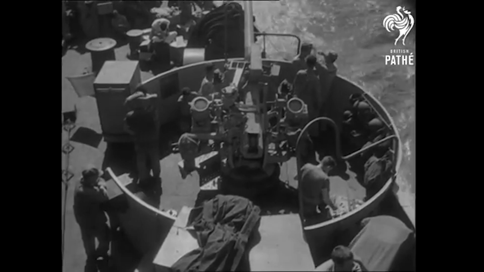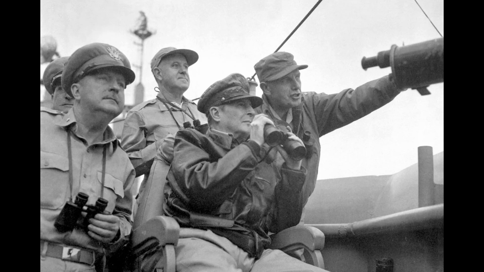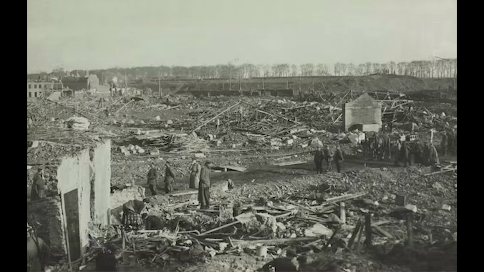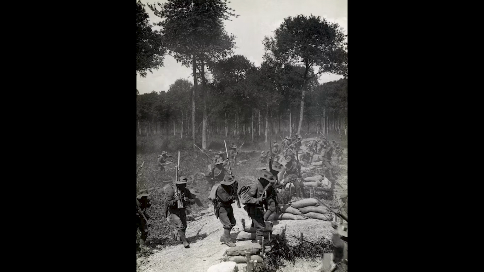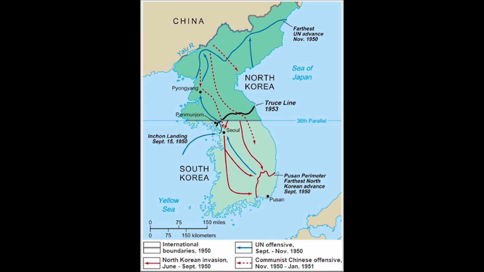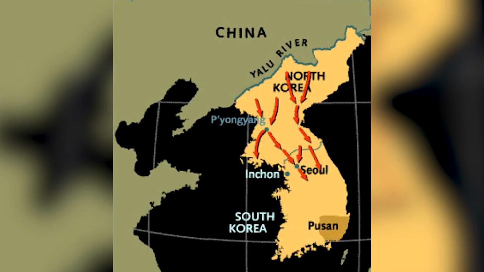The tide of the war began to turn in September 1950 when UN forces launched a daring amphibious landing at Incheon near Seoul. The landing caught the North Koreans by surprise and the UN forces were able to quickly retake the city. By October, UN forces had pushed the North Koreans back across the 38th parallel and had regained control of much of South Korea. But the situation changed dramatically in late November 1950 when China intervened in the war.